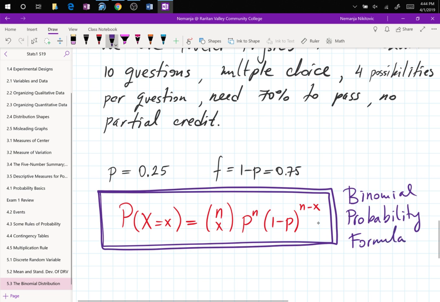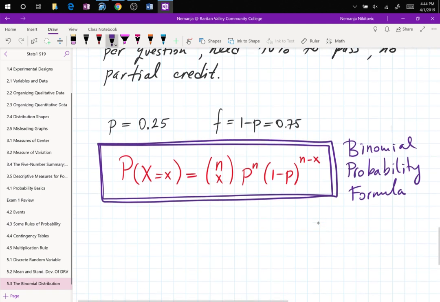You are guaranteed a problem or two problems on exam 2, and guaranteed at least one problem on the final exam to use this formula, as it's a very useful thing as we move along.